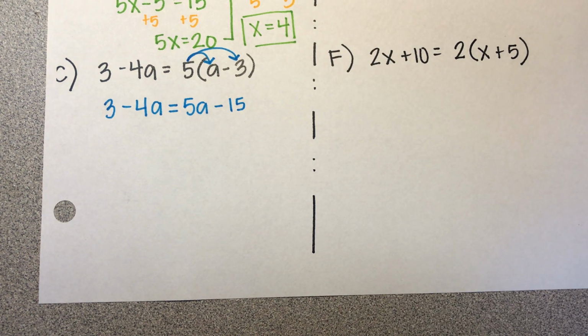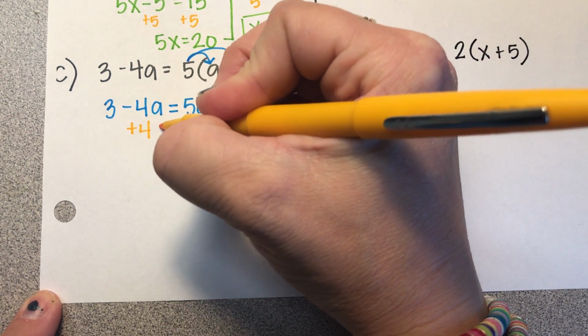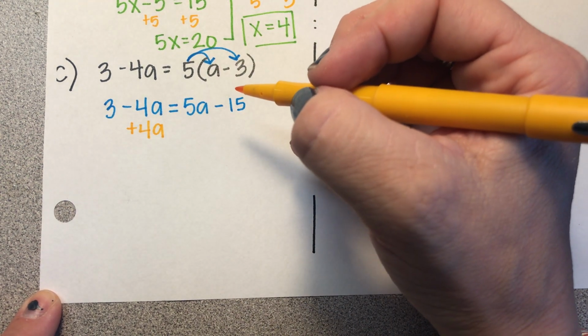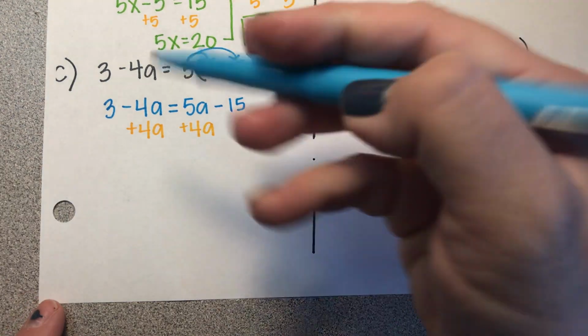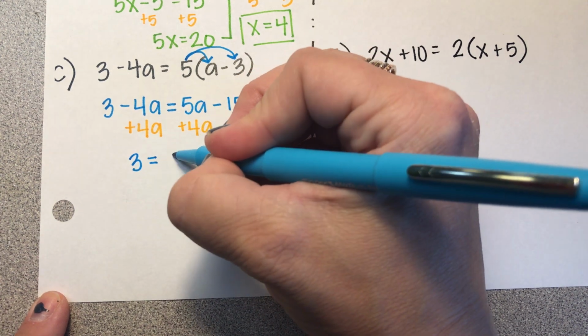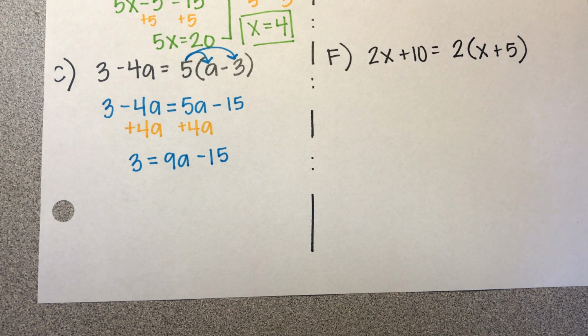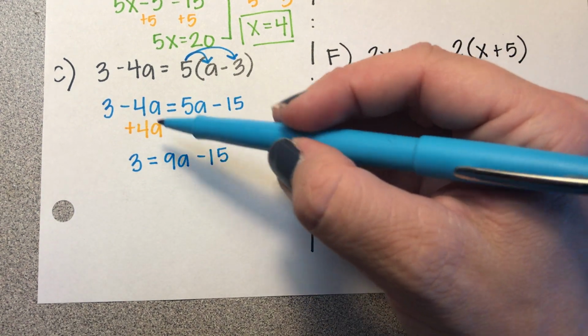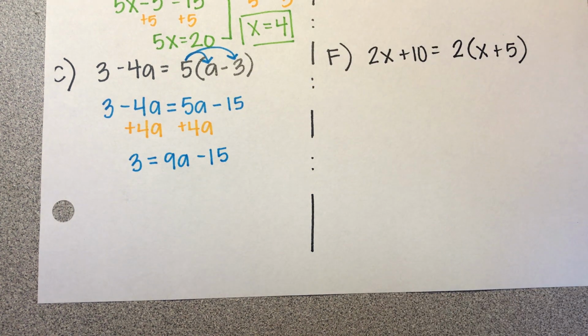Okay, I do not want variables on both sides, so it really doesn't matter which side you get rid of them on. I'm going to undo that subtracting 4a by adding 4a. So that gives me 3 equals 9a minus 15, right? 5a plus 4a is 9a. Over here, subtracting 4a and adding 4a canceled each other out. So now it's just a two-step equation.